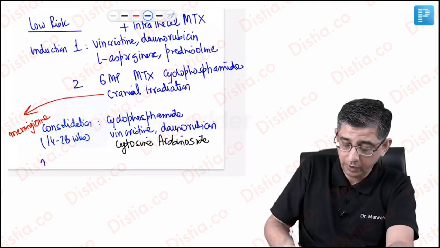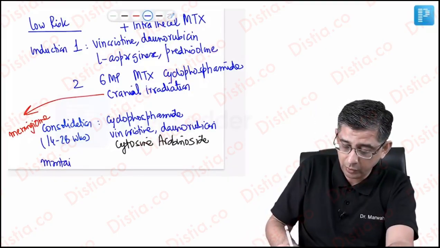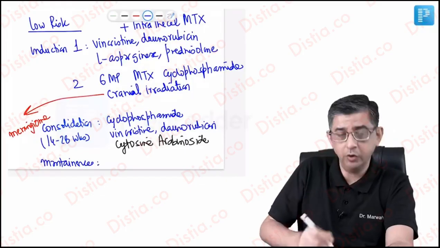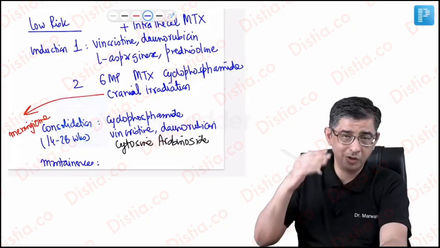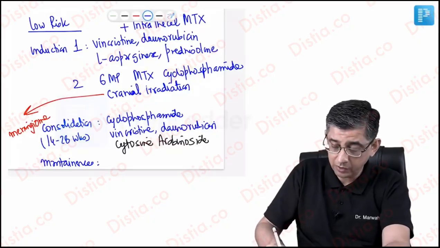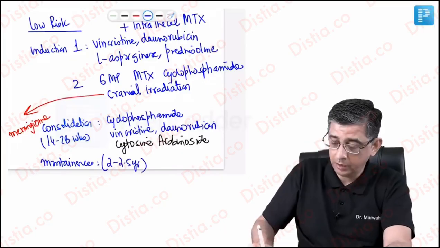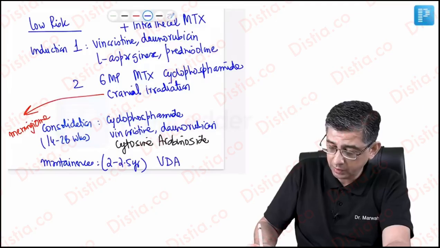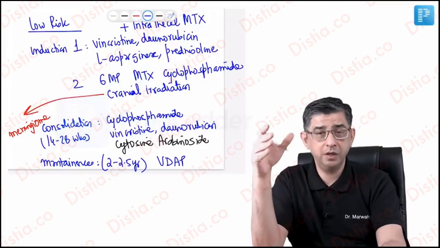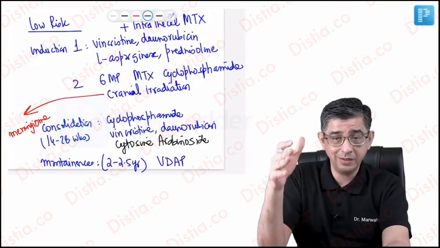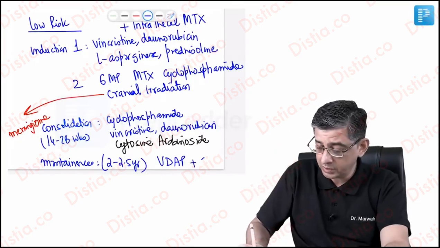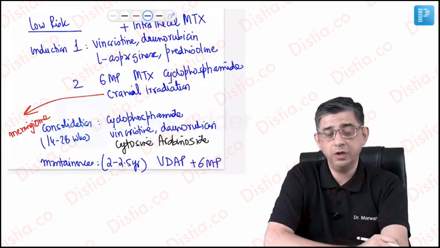So next I'm going to talk about what drugs are going to be useful in the maintenance phase. You can remember ICM, induction, then consolidation, then maintenance. And in maintenance, the total duration of treatment might go to approximately 2 to 2.5 years. The drugs which are used are initially the same: vincristine, daunorubicin, L-asparaginase, and prednisolone. And along with this, 6-MP, 6-mercaptopurine will be given.